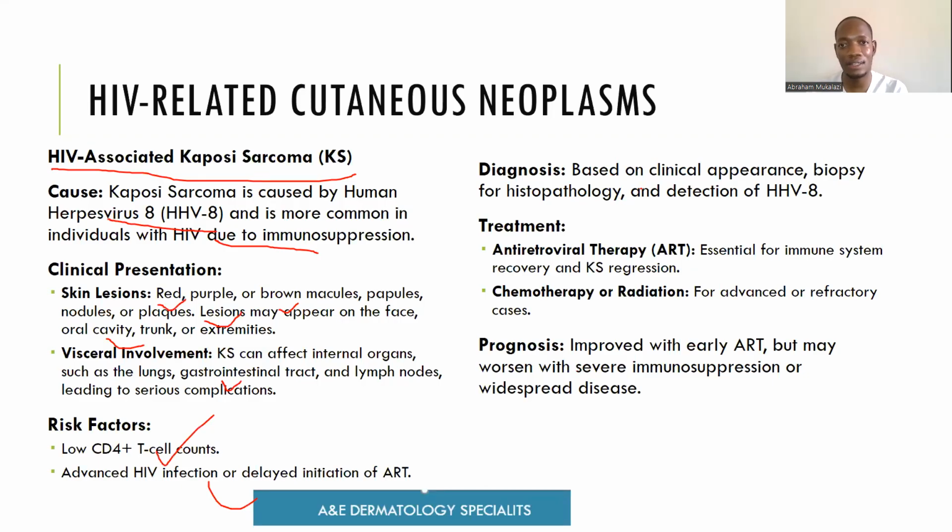So the diagnosis is usually clinical, then you take a biopsy, and you are able to do a PCR. You can also detect the genome or the DNA for human herpesvirus number 8. In treatment, we usually give antiretroviral therapy, the anti-HIV medicine. Sometimes people improve with that, but may end up needing chemotherapy if it is widespread, as well as radiotherapy to try and calm down this malignancy.